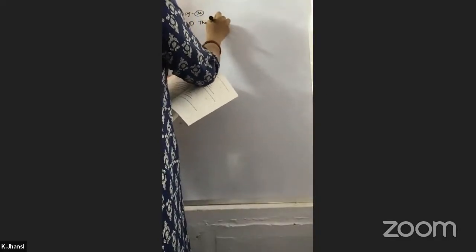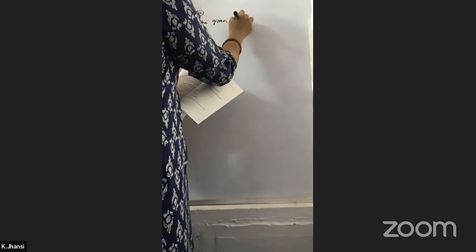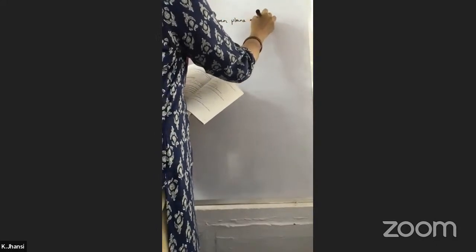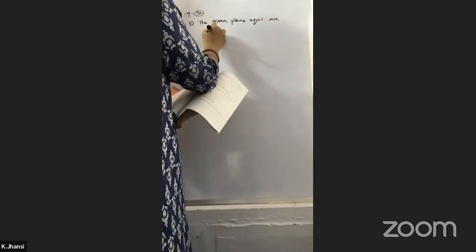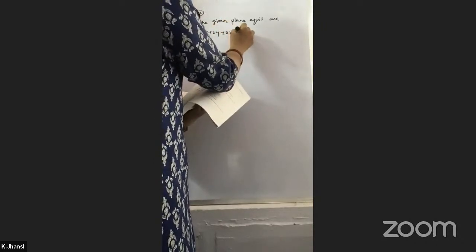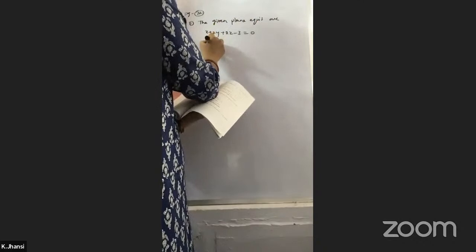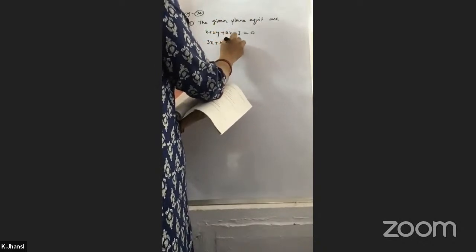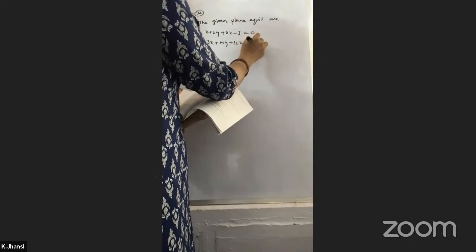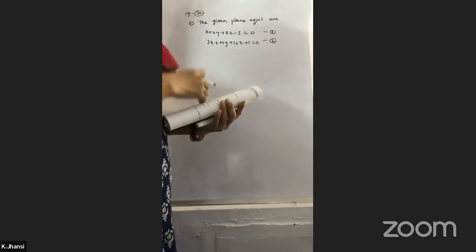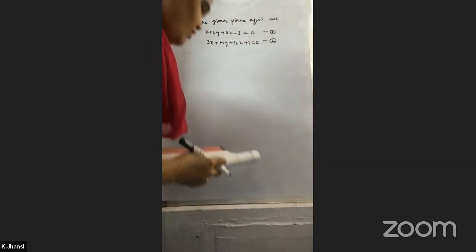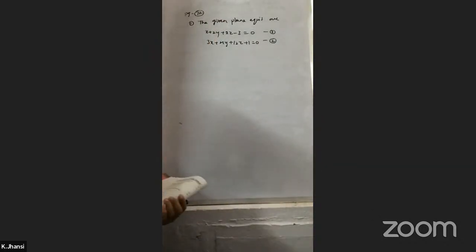The given plane equations are, first one is x plus 2y plus 2z minus 3 equals to 0. Next, 3x plus 4y plus 12z plus 1 equals to 0. So you take this as equation 1 and this as equation 2. Okay. So after that, you have the formula, no? So you write that formula.